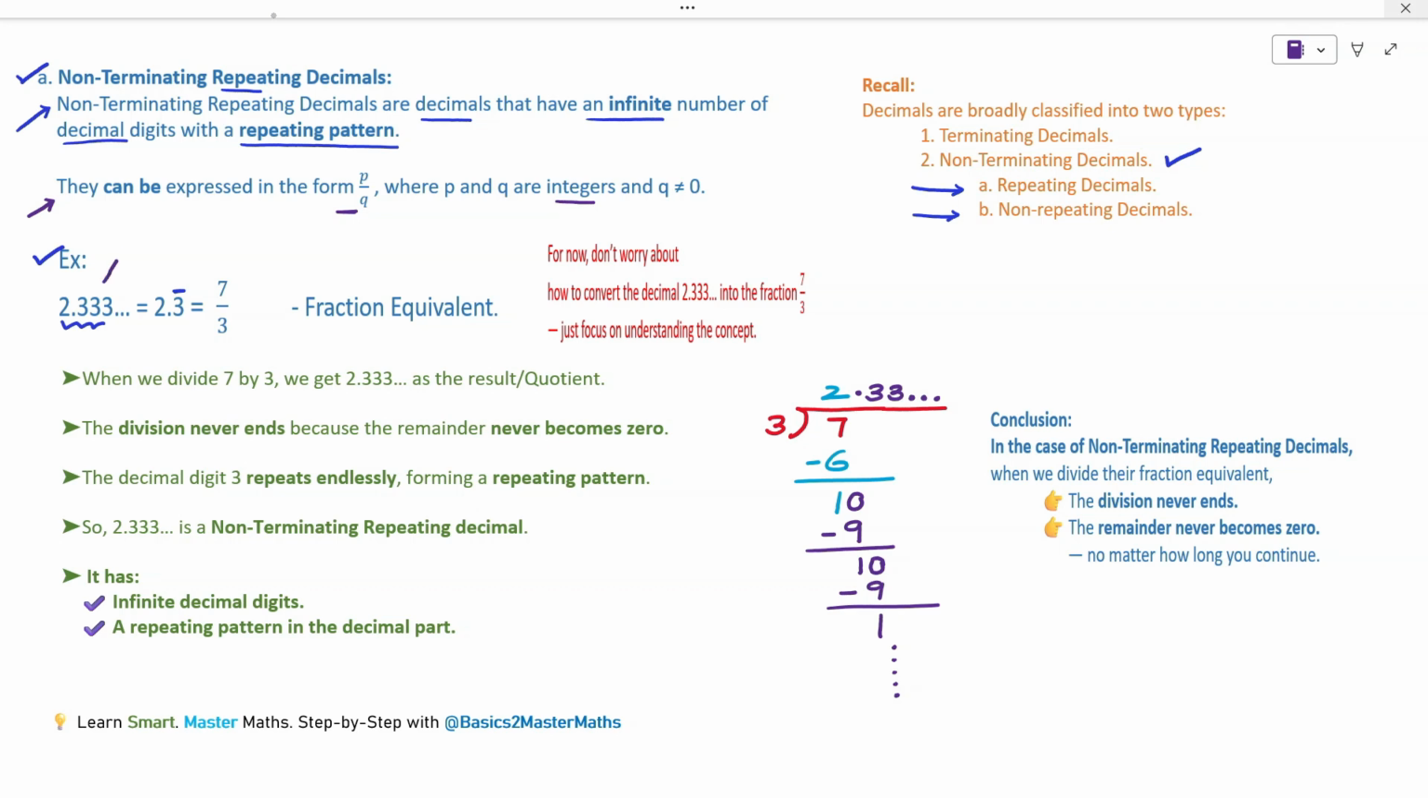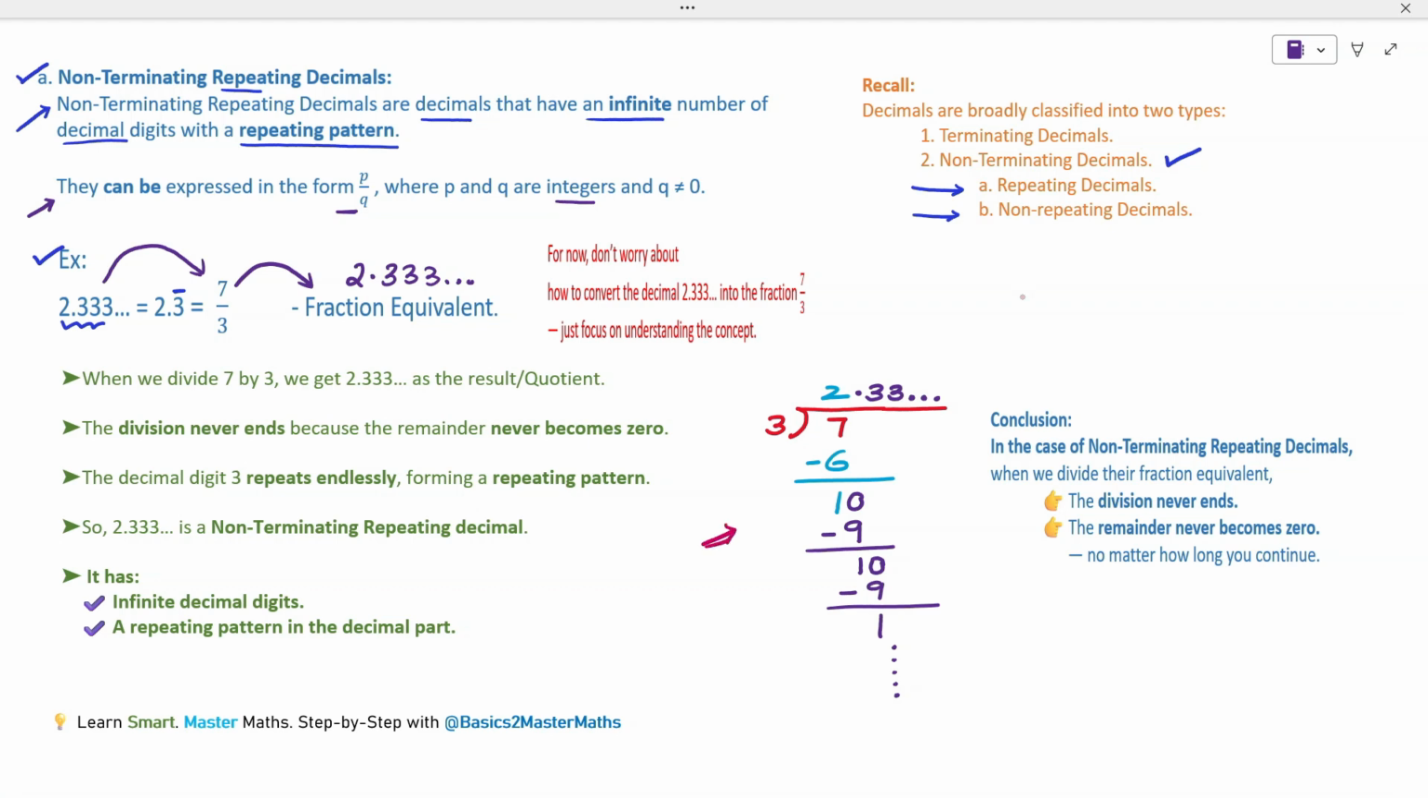Therefore, 2.3333 can be written as 7 by 3. So, 7 by 3 is a fraction equivalent of 2.3333. Got it?